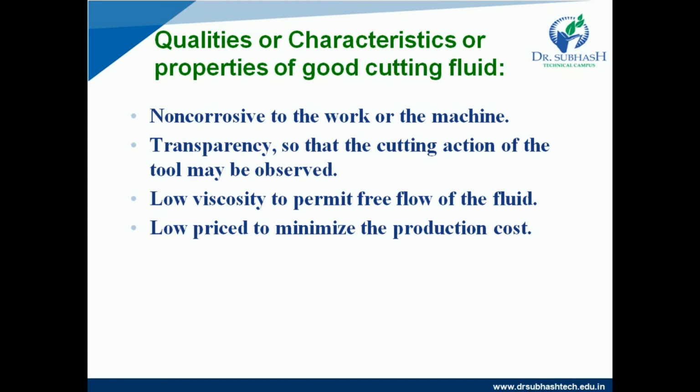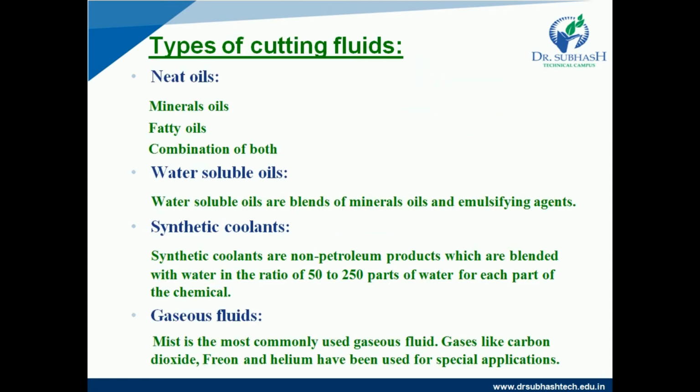So these are the different types of fluid which we are using in different machining, different operations. Which type of material we are cutting, with the use of different operations on different machines, on the basis of that we have to select the particular cutting fluid we want to use. So neat oils, mineral oils, fatty oils, and a combination of the two, which we can also include in the neat oils. Oils are generally used here.